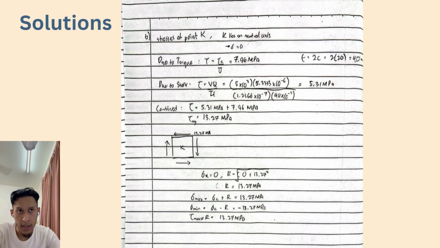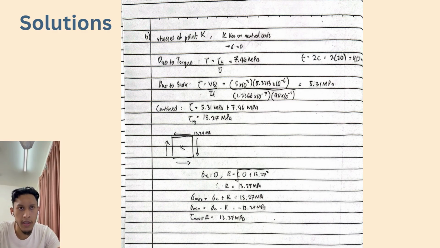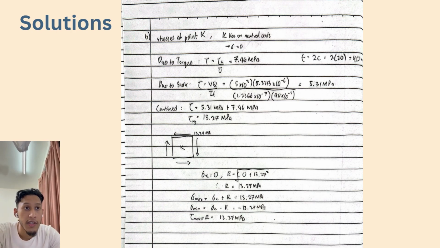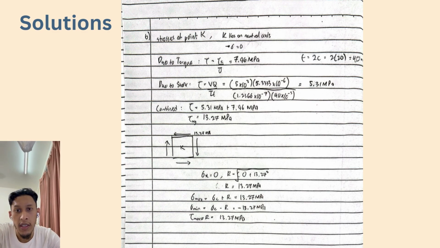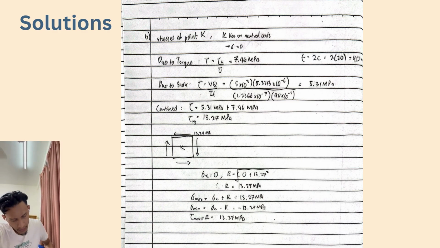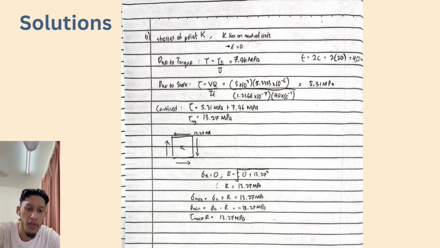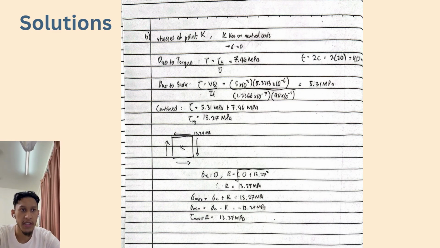5.333 times 10 to the power of minus 6 meter to the power of 3. So if we substitute the value for the thickness, which is 2 multiplied by C, we got the thickness around 40 millimeter. So if we substitute the value, we got 5.31 megapascal. So we can combine the shear stress.